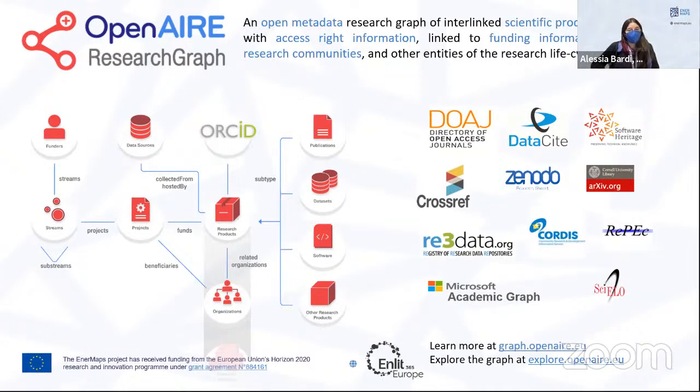So OpenAIRE builds the graph by aggregating metadata records from many different sources worldwide, sources that are trusted and used by scientists. We include Crossref, DataCite, ORCID. We have a big network of institutional and thematic repositories, and also information about the projects that come from the databases of the different funders. And we have CORDIS for the European Commission projects, but also other national funding agencies. Next slide, please.